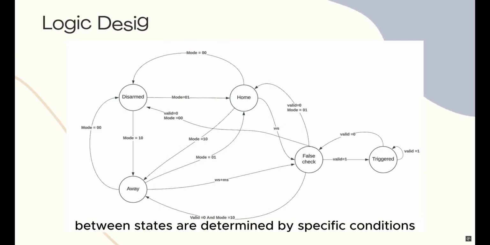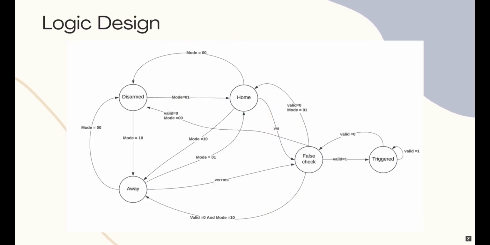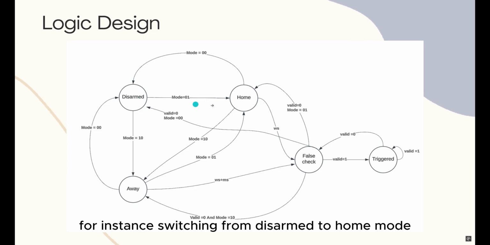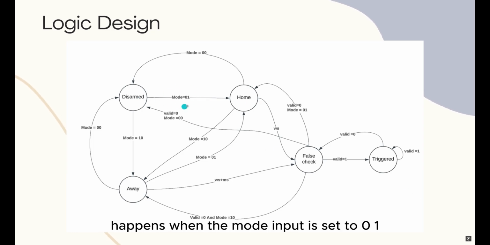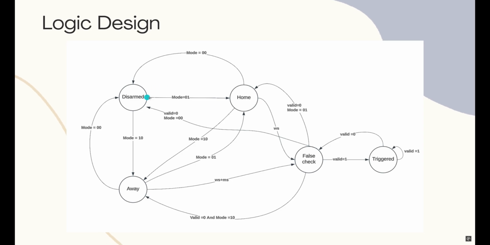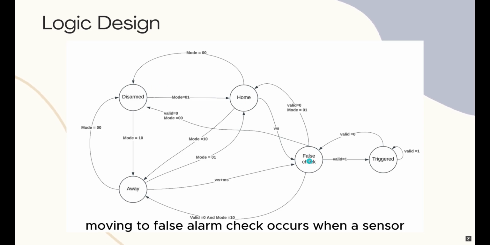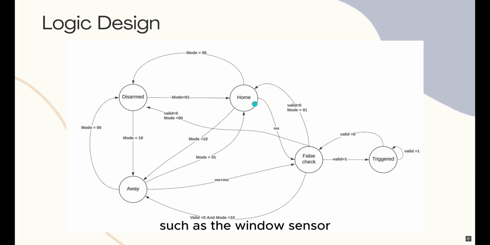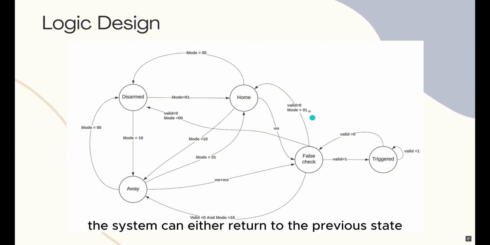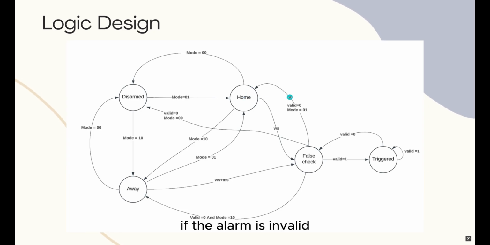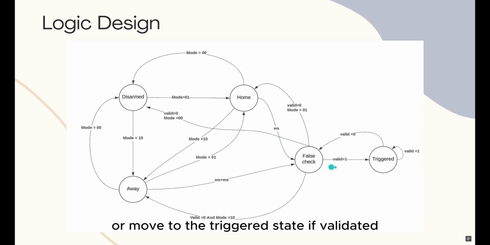Transitions between states are determined by specific conditions. For instance, switching from disarmed to home mode happens when the mode input is set to 01. Moving to false alarm check occurs when a sensor, such as the window sensor, is triggered. From false alarm check, the system can either return to the previous state if the alarm is invalid or move to the triggered state if validated.